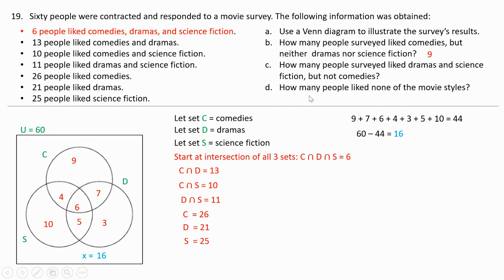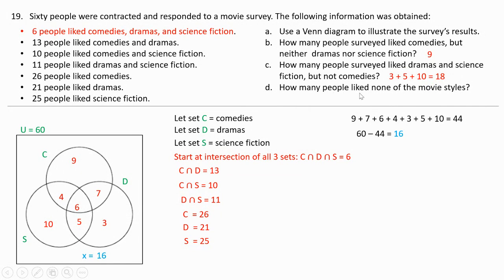Now for part C, how many people surveyed like dramas and science fiction, but not comedies? Okay, so let's go to dramas and science fiction, right? Dramas and science fiction will be these two here, but not comedies means not these right here. So the answer will be 10 plus 5 plus 3, the answer is 18. Or 3 plus 5 plus 10 is 18. So the answer for C is 18.